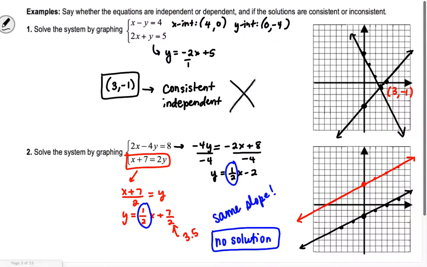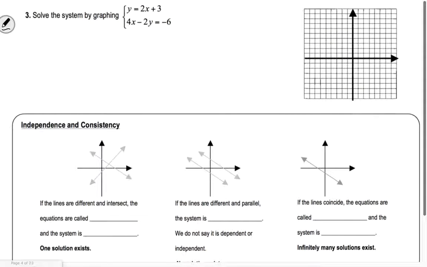Because they just cross exactly one time, right? You can't like loop it back around and cross more than once, yeah. So consistent and independent. Now this one did not have a solution. So all we say is that it is inconsistent. And then we're done. Because inconsistent does not break into independent, dependent. That was only for consistent, okay? So just inconsistent. All right, so number 3.